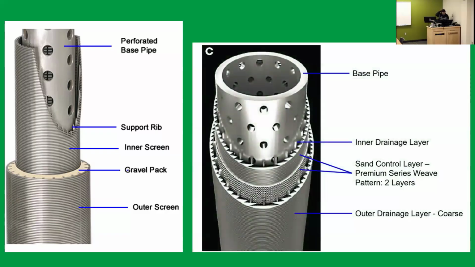Base pipe, which is normal casing with holes in it. Inner drainage layer, sand control layer, premium series weave pattern, 2 layers, so 2 shields. Outer drainage layer is always coarser than the inside one.